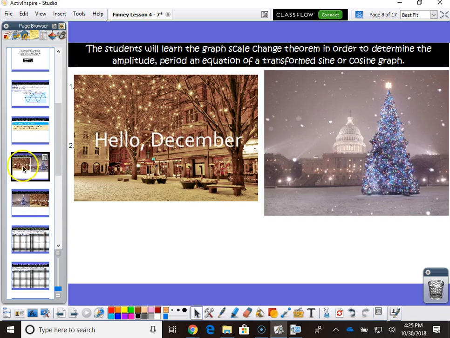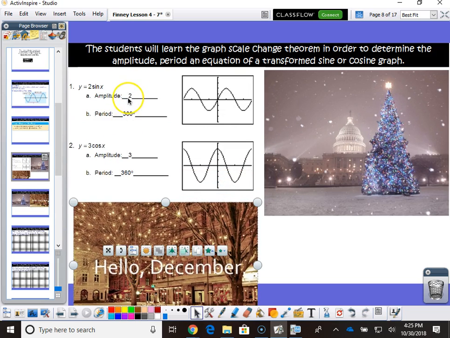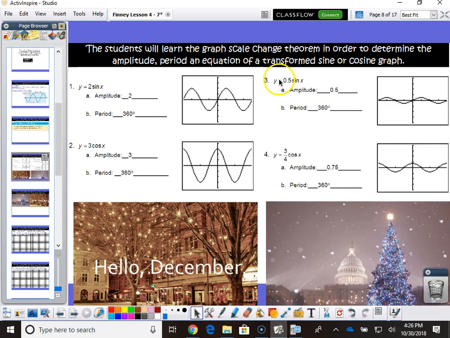So what that means is if we look at this particular question, the amplitude was 2. Why was the amplitude 2? Well, because our coefficient here was 2. The amplitude here is 3. Our coefficient here is 3. Our period's still 360. It still takes 2 cycles of the graph. Looking at the second half of those on that first page of the drill, our amplitude here was 0.5. You can see how the graph shrunk, and our period was 360. It didn't shrink horizontally at all. Our cosine was 3/4, so our amplitude was 3/4.